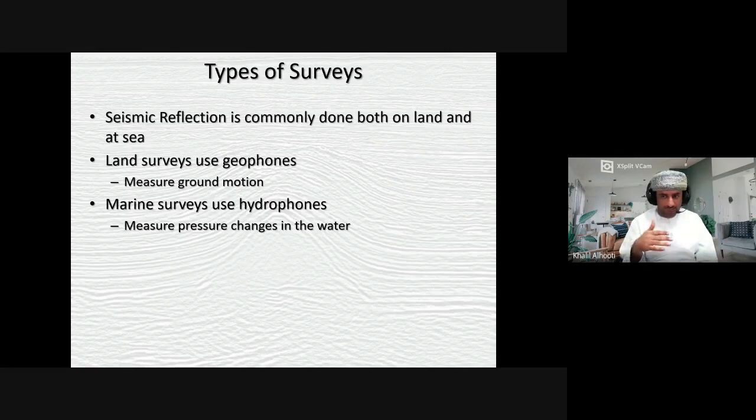We already know that we don't do static correction for marine, but there is a static correction for land surveys. Static is a difficult process. The companies charge a lot for that.